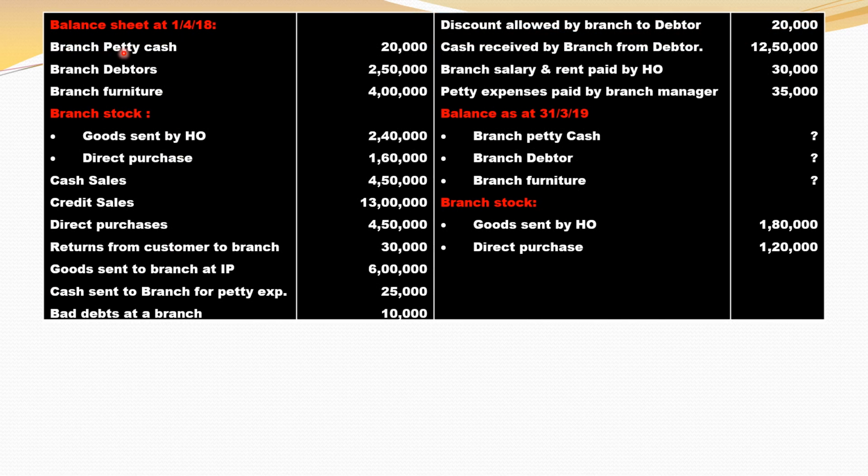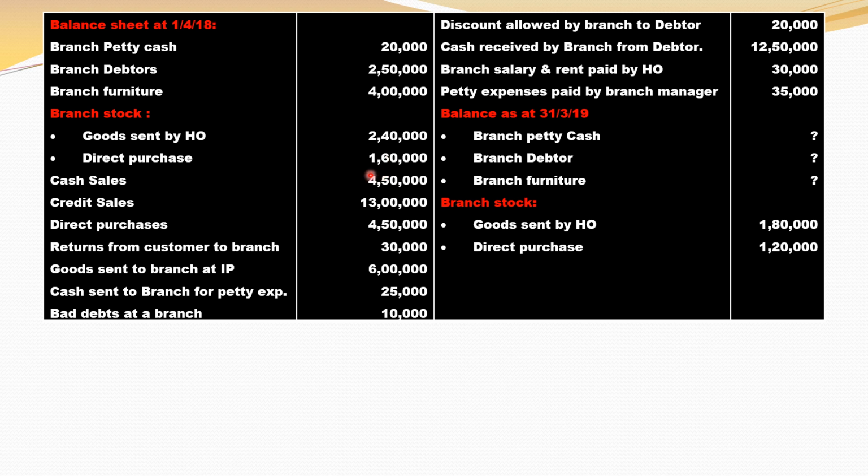So we have opening balance sheet as on 1/4/2018. Branch petty cash 20,000. It's called opening petty cash, debit side. Branch debtor 2,50,000 is nothing but opening debtor, debit side. Branch furniture 4 lakh is nothing but opening branch furniture, debit side. Then we have branch stock. It's called opening stock. So goods sent by head office 2,40,000, debit side. Direct purchases 1,60,000, debit side.